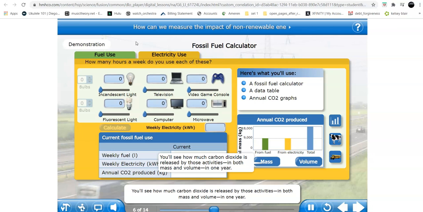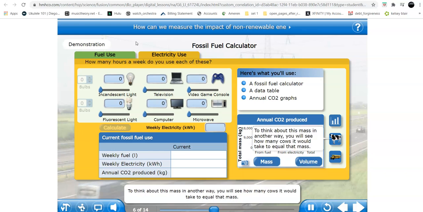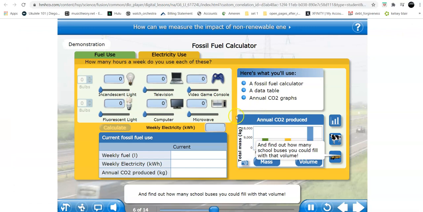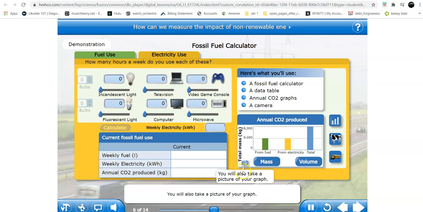You'll see how much carbon dioxide is released by those activities in both mass and volume in 1 year. You'll see how much CO2 comes from burning fuel for transportation, generating electricity, and both. To think about this mass in another way, you will see how many cows it would take to equal that mass. Then you will see the volume of that much CO2, and find out how many school buses you could fill with that volume. You will record the total mass of the annual CO2 you produce. A camera: you will also take a picture of your graph.